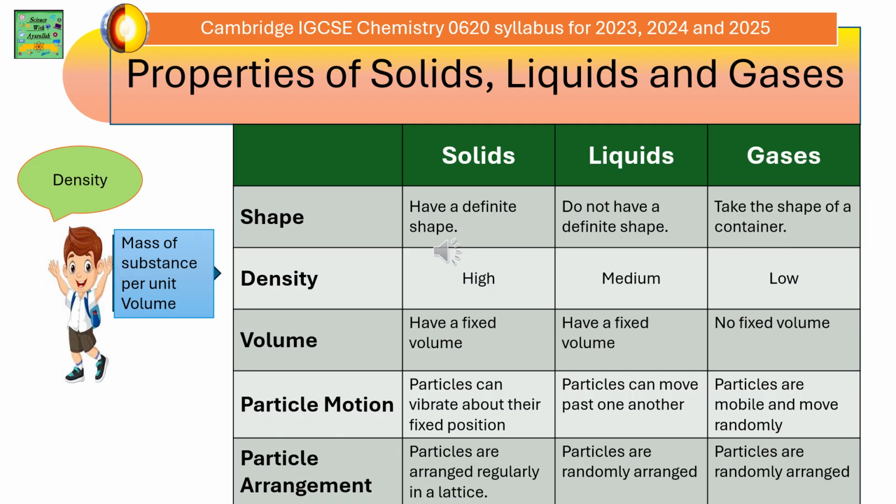The particles in solids are arranged regularly in a lattice. The liquid particles are arranged randomly, and in gases the particles are arranged randomly too.